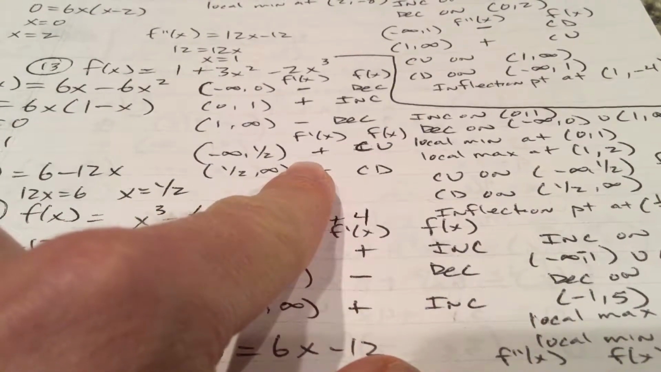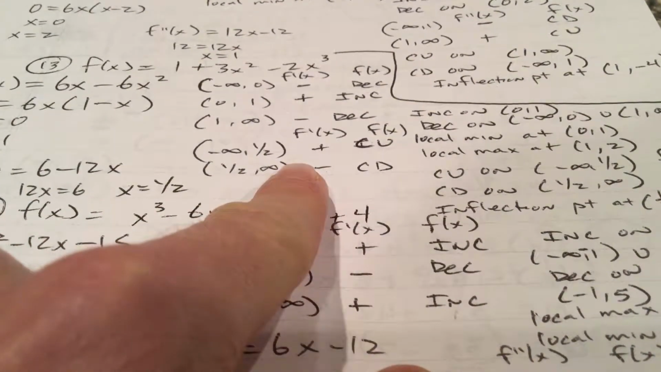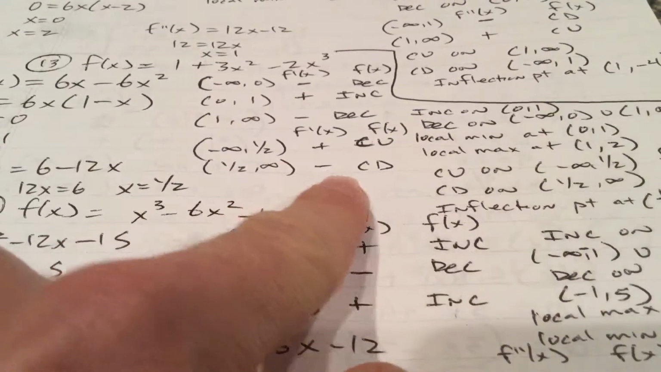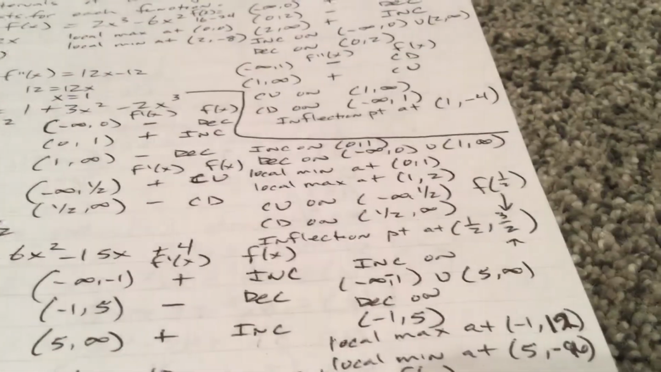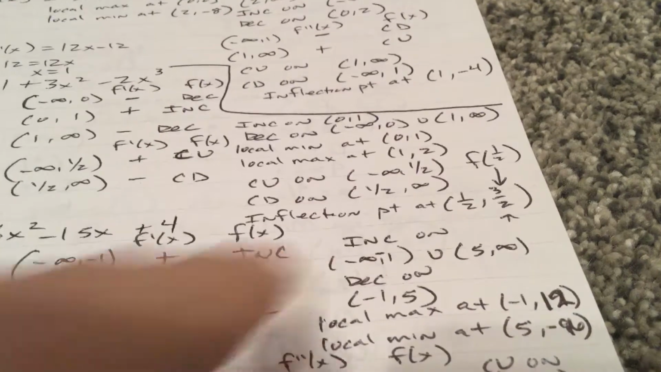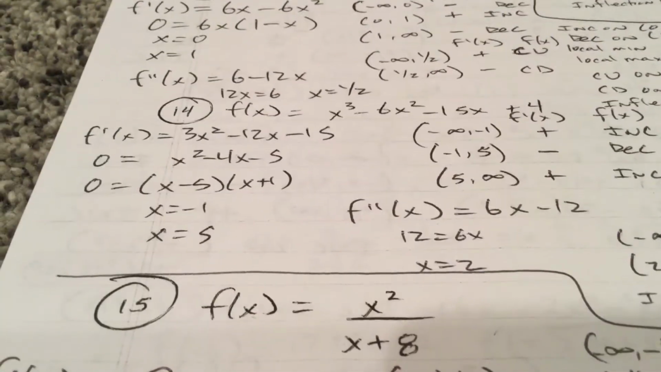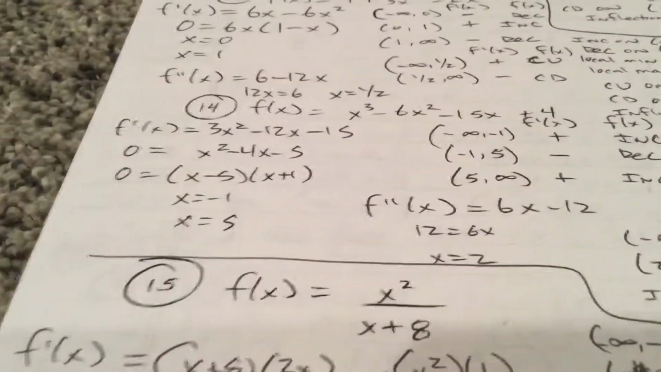Plug 0 in for x, you get a positive. Plug like 2 in for x, you get a negative. And it's going to have an inflection point at 1/2. Plug that in for x, 3/2. Oh my gosh, here's 14, folks. All right, I think we know what we're doing.